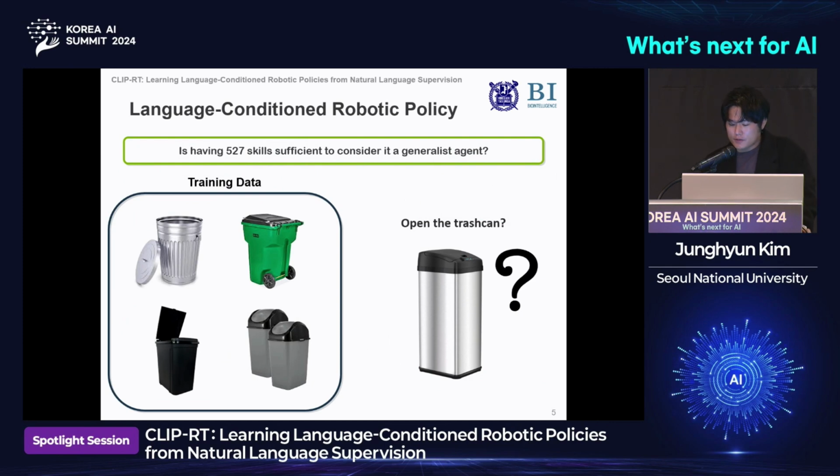But here's the critical question. Is mastering about 500 skills enough to call these agents a generalist? The reality is, there are countless additional skills that robots must learn to truly reach the level of a human-like generalist agent. For instance, imagine you've just purchased an assistant robot and wanted it to perform a task, like opening your brand new trash can, a task it hasn't encountered during training. Then, how would you teach the robot?